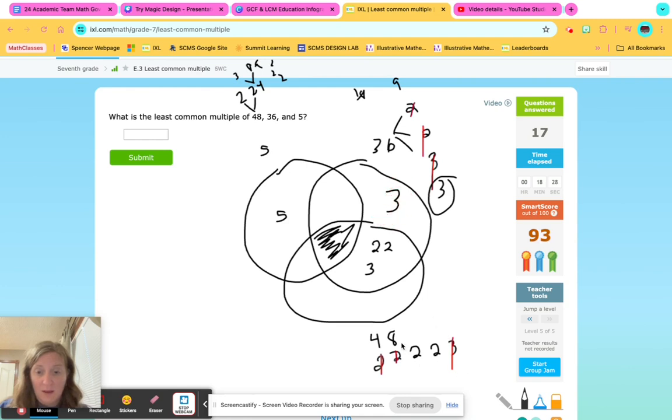And then my 48 has two 2's left, and I can write the 2 and the 2, or I can just write the 4. Okay? And then over here, so now I'm going to multiply together: 5 times 3 times 2 times 2 times 3 times 4.